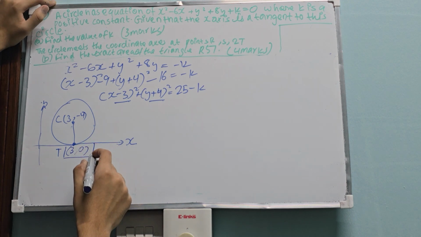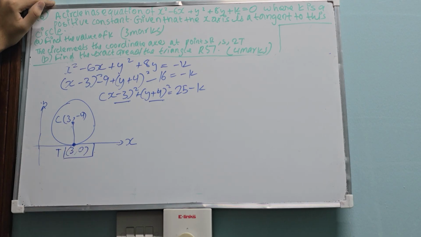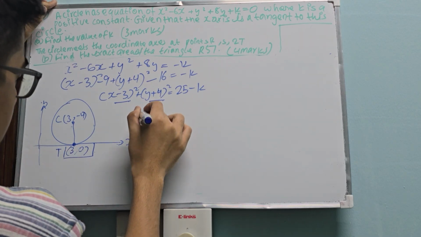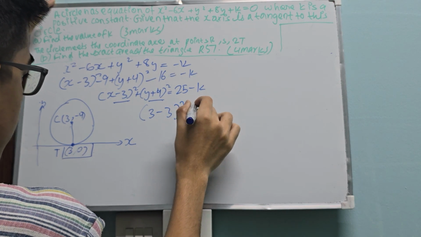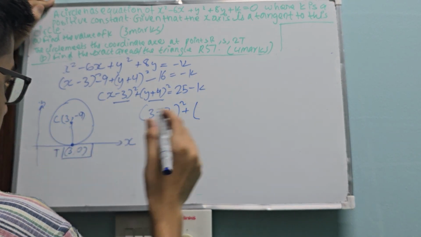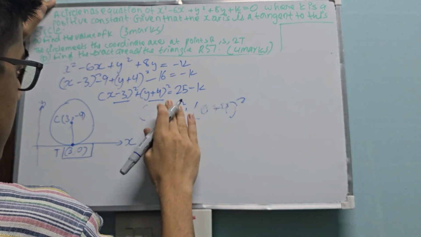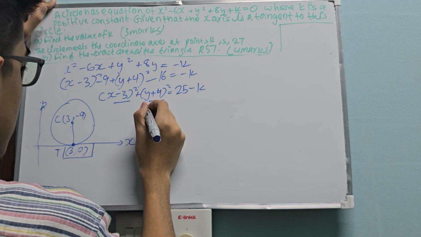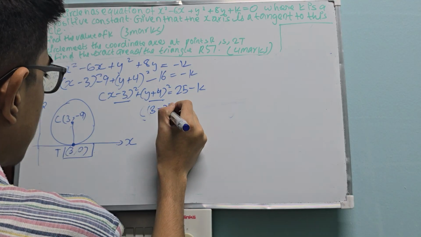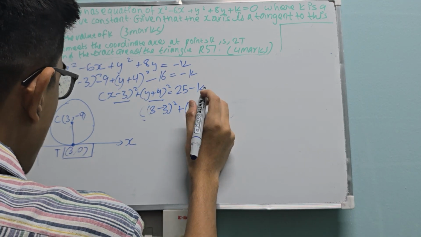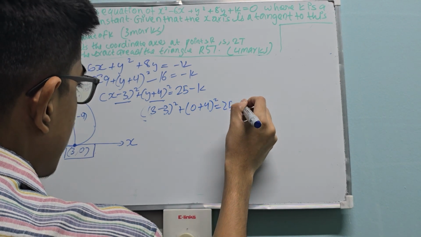Now you need to sub this back into the equation because it's touching the circle, to find the value of k. So 3 minus 3 squared plus y plus 4 squared, so y is plus 4 squared. Just write it smaller. So 3 minus 3 squared plus y, which is going to be 0, plus 4 squared is equal to 25 minus k.